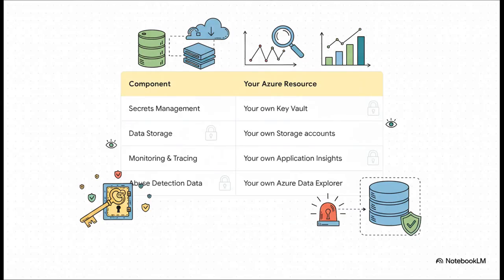And here's what that looks like in the real world. Need to manage secrets? No problem. Just point it to your own key vault. Worried about data sovereignty? Connect it to your own storage accounts. For deep monitoring and tracing, you can link it right up to your existing application insights. And this is huge. You can even send all the abuse detection data to your own Azure Data Explorer, keeping that sensitive information completely within your own environment.